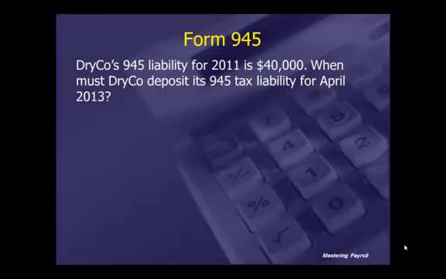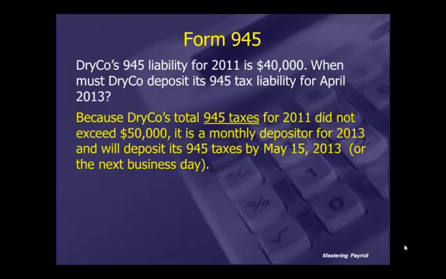We have DRICO's 945 liability for 2011 is $40,000. When must DRICO deposit its 945 tax liability for April of 2013? Because DRICO's total 945 taxes for 2011 did not exceed $50,000, it is a monthly depositor for 2013 and will deposit its 945 taxes by May 15th of 2013, or the next business day if May 15th is a holiday or a weekend.